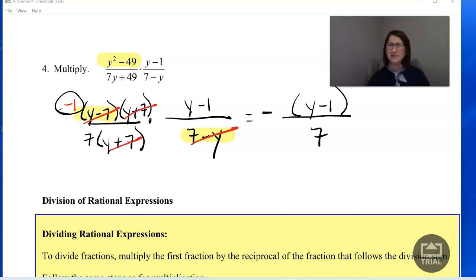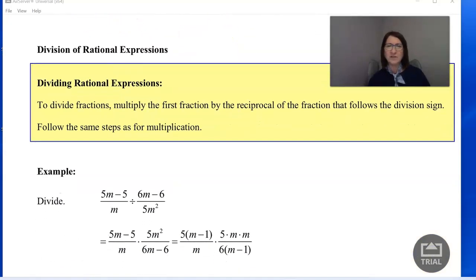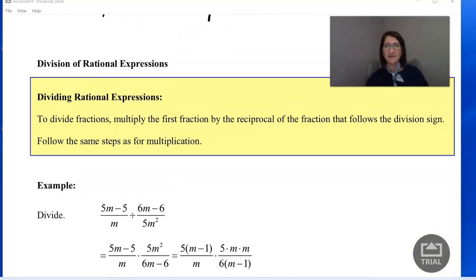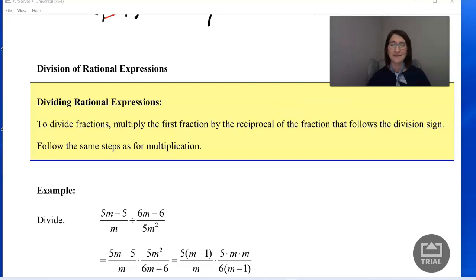Okay, so multiplication, pretty straightforward. We just factor, top, bottom, reduce, multiply across. So what's so different about dividing? Really, not a lot. So the only thing with dividing is we are going to change it to a multiplication problem. How do we do that?